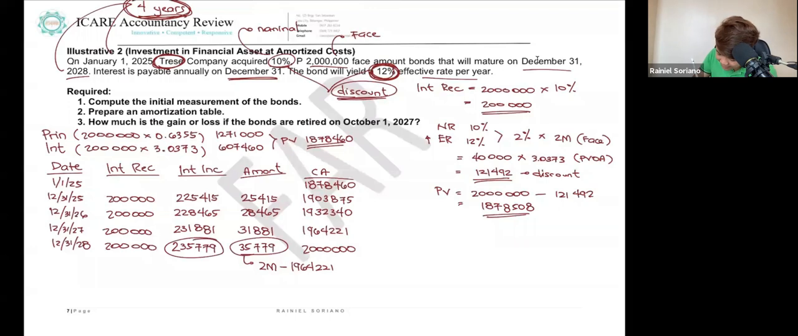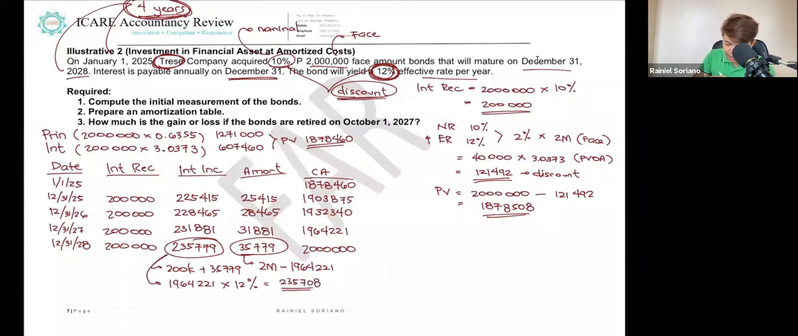So i-force balance na natin yung interest income. Paano? Well, 200,000 interest received plus 35,779. So sir, bakit ganyan yung ginawa mo sa maturity date? Well, kapag minultiply ko kasi yung 1,964,221 by how many percent? By 12%, ang mako-compute nating interest income dito is magkano? 1,964,221 times 12%, ang mako-compute is 235,708 lang.